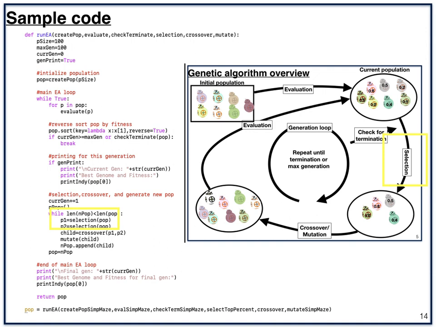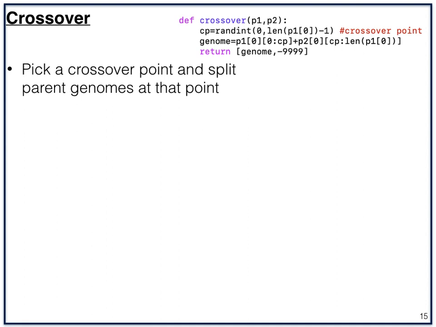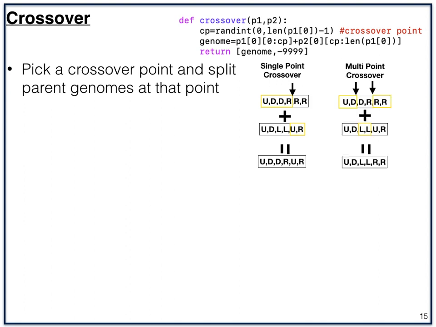So that was selection. Now really quickly, let's finish and talk about crossover and mutation. In crossover, we're going to pick a crossover point and split the parent genomes at that point, and then use that to create a new child. Here is an example of single point crossover, the example I've been using. But you can also have multi-point crossover, where you pick multiple points within the parent genomes and you cut and slice them up to make your child.